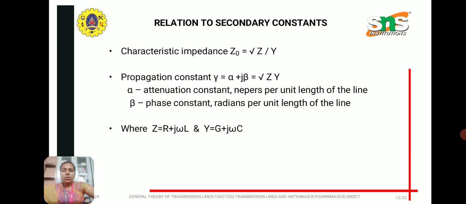This propagation constant gives the parameters of propagation. First, the attenuation constant measures the attenuation of the signal in nepers per unit length of the line. And the phase constant measures the phase change in radians per unit length of the line. We know that Z is R plus j omega L and Y is G plus j omega C. So it relates the secondary constants with the primary constants.